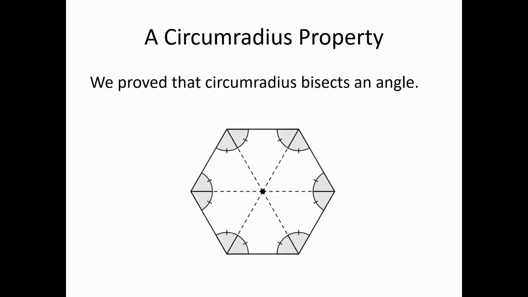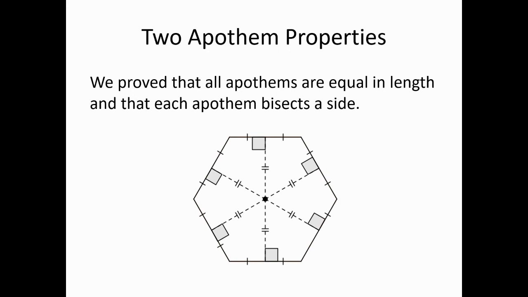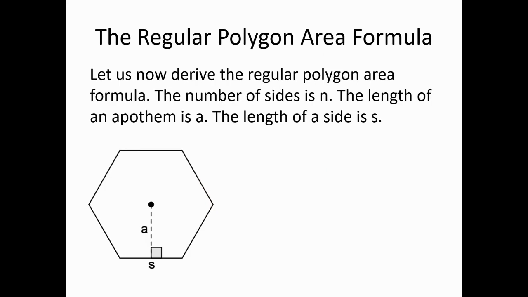And then let me review a result that we proved about the circumradii. Each bisects an angle. So these two results, that circumradii bisect angles and that apothems are equal in length and bisect sides, we will make use of to now derive the regular polygon area formula. So we'll need some variables here.